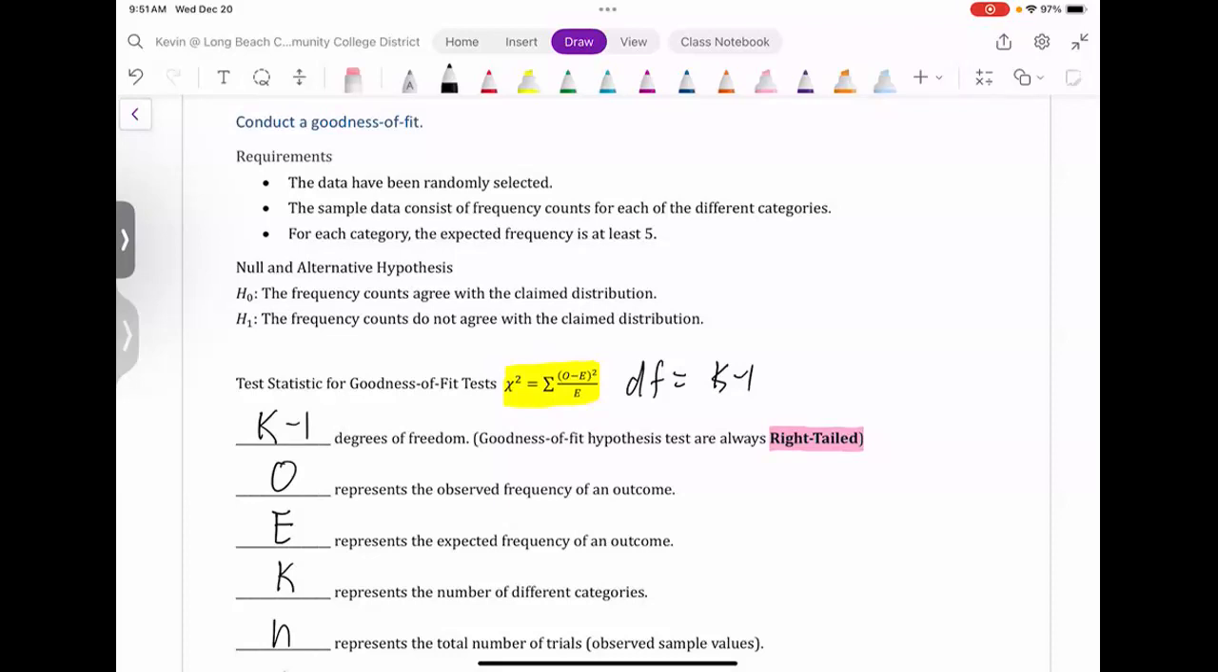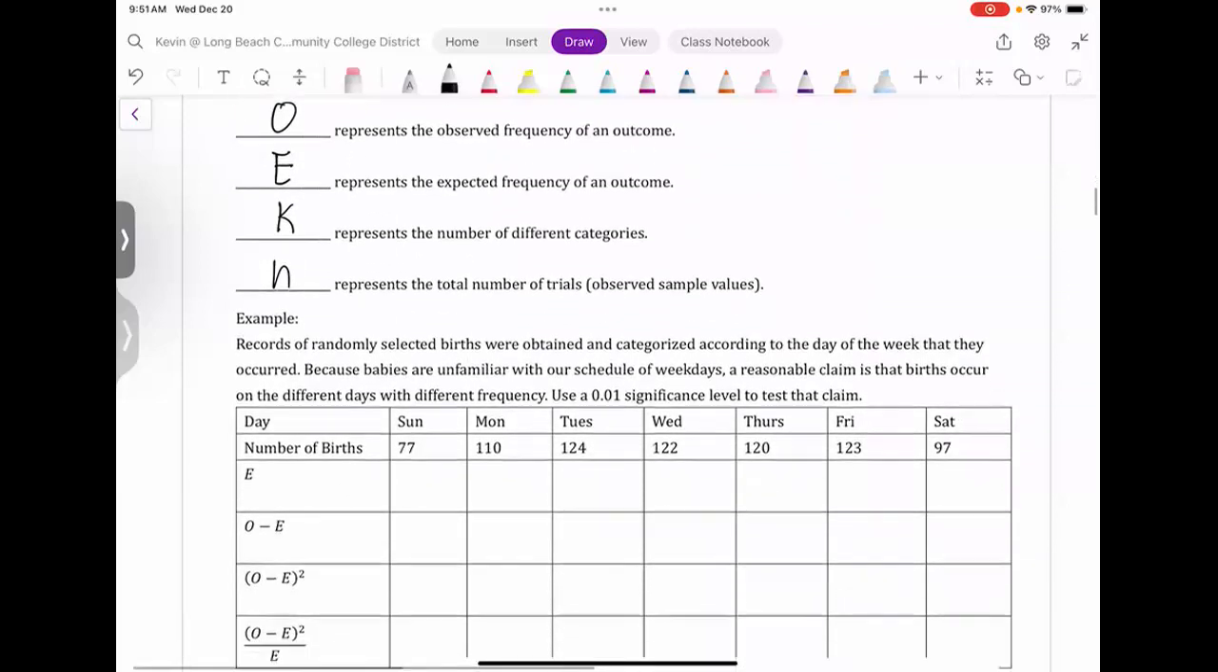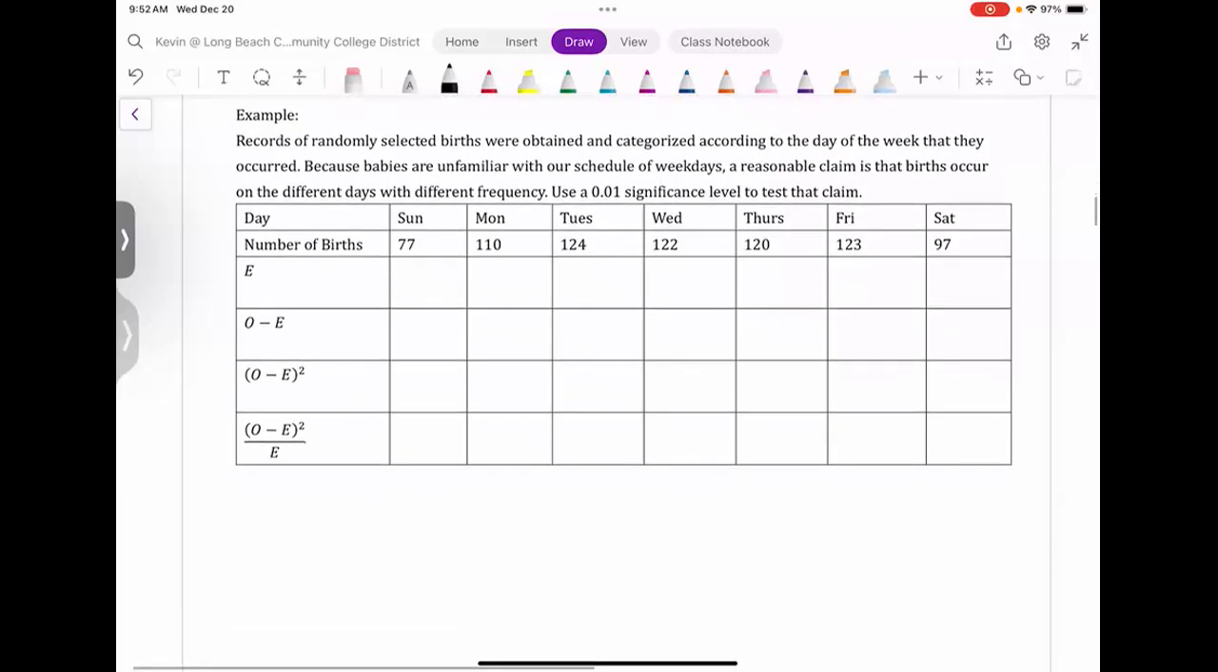And let us move on, get to a specific example. Records of randomly selected births were obtained and categorized according to the day of the week that they occurred. Because babies are unfamiliar with our schedule of weekdays, it's reasonable to claim that births occur on different days with different frequency. And we're going to test that at the 1% level.